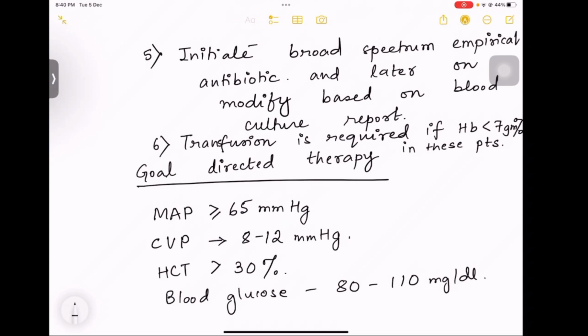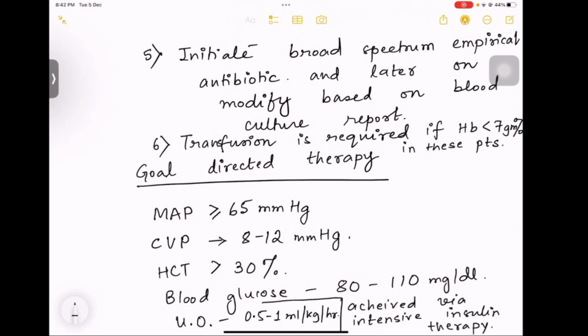So let me just summarize what are the points that you should take care of. The antibiotics, the crystalloids, the blood transfusion, the vital parameters, and then there is the goal-directed therapy that you should look for in a patient of septic shock. Lastly, monitor the urine output. It should be 0.5 to 1 ml per kg per hour, and this can be achieved via intensive insulin therapy.